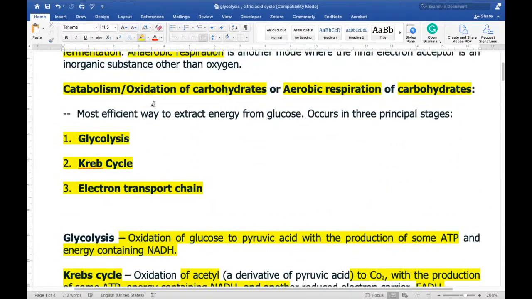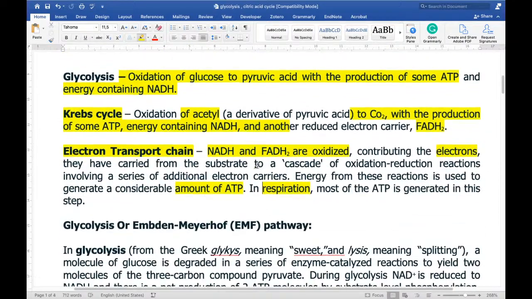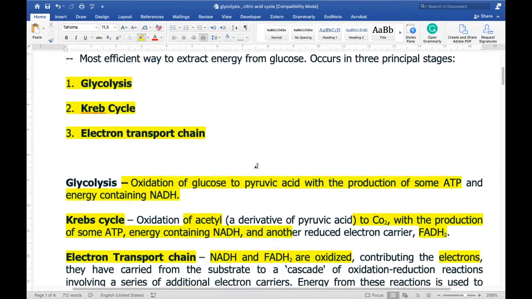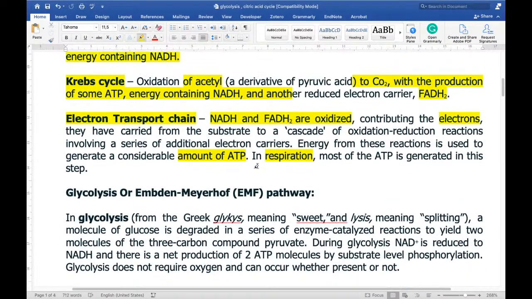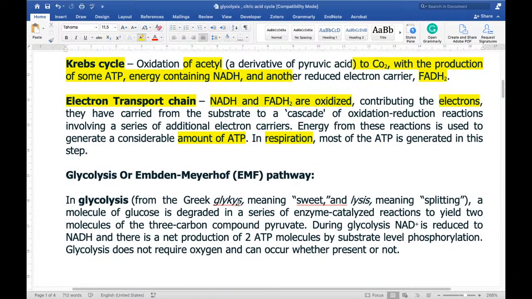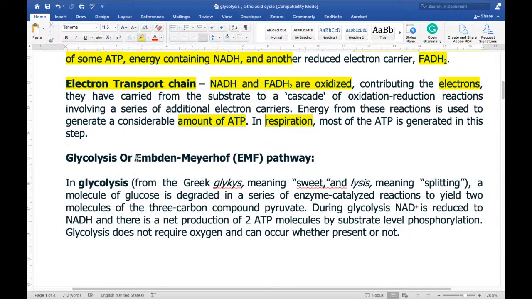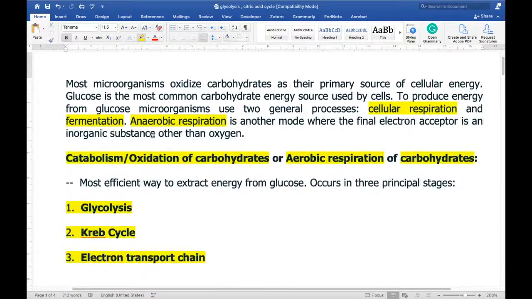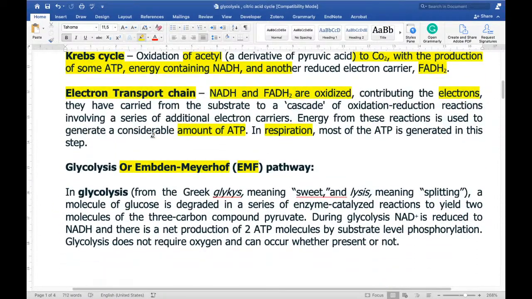So these were the three steps, students: glycolysis, Krebs cycle, electron transport chain. Now we will take each pathway one by one to understand what is really happening in them. So glycolysis is also called the Embden-Meyerhof pathway. Each term that comes up here, students, is very important from the examination point of view. It's very important for MCQs.